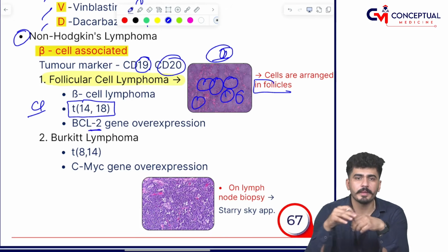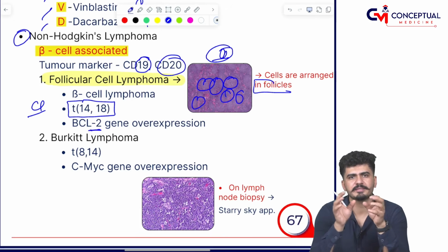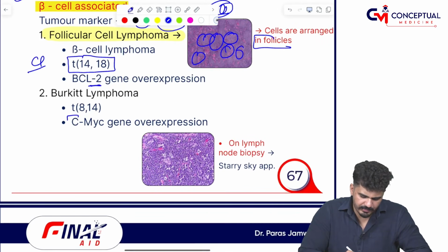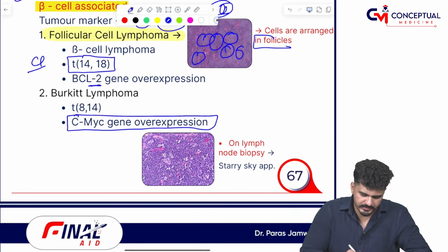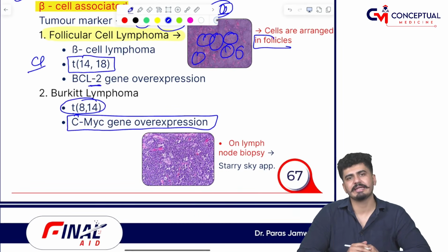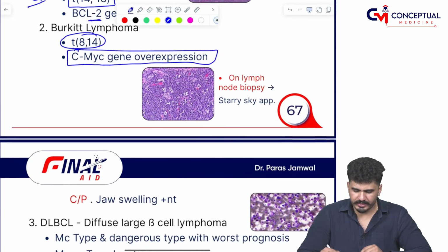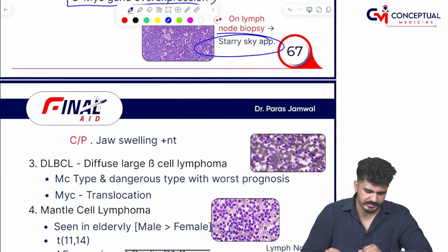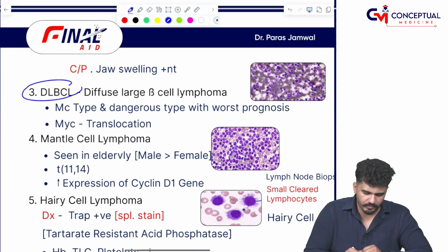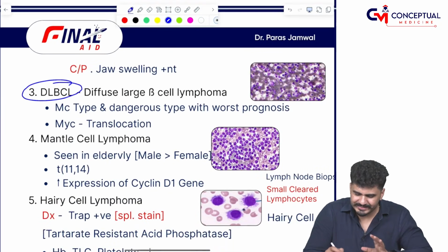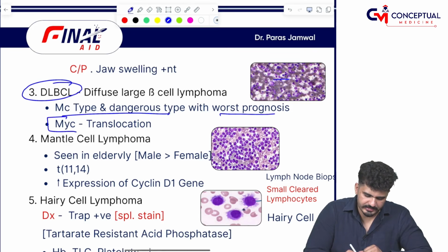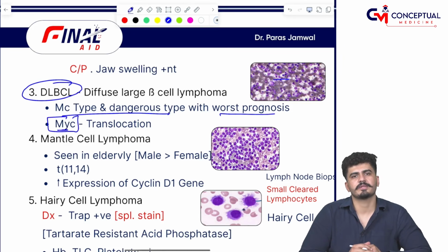Now Burkitt's lymphoma, the second type of B cell associated non-Hodgkin's lymphoma. In Burkitt's, there is C-MYC gene overexpression plus t(8;14) translocation. On biopsy in Burkitt's, you will see a starry sky appearance. Which appearance are you going to see? Starry sky appearance. Then coming to diffuse large B cell lymphoma, you are going to see a dusty type of slide. It is the most common and dangerous, with the worst prognosis. Here also, C-MYC gene translocation is there.